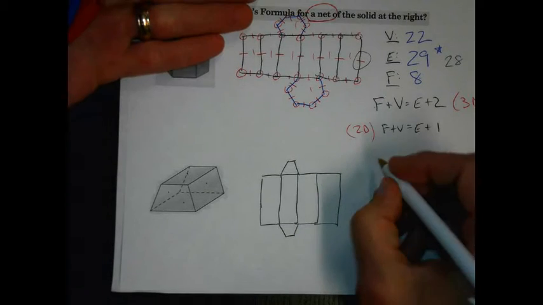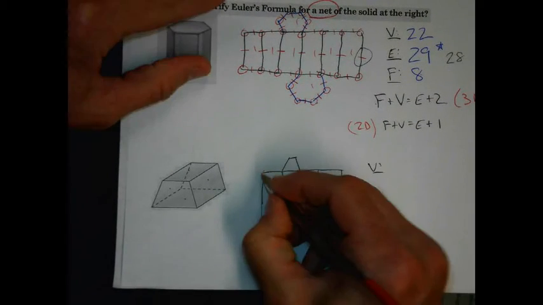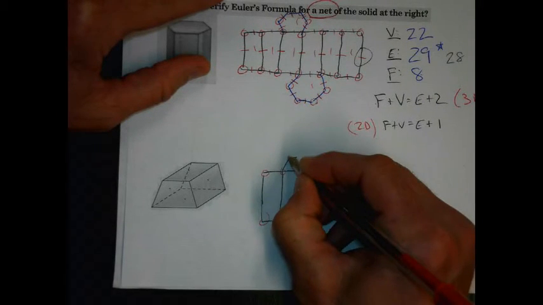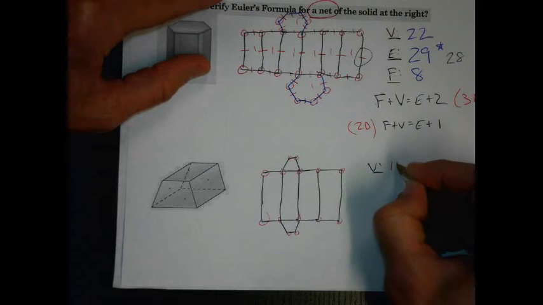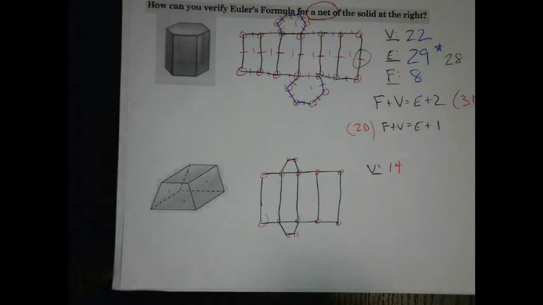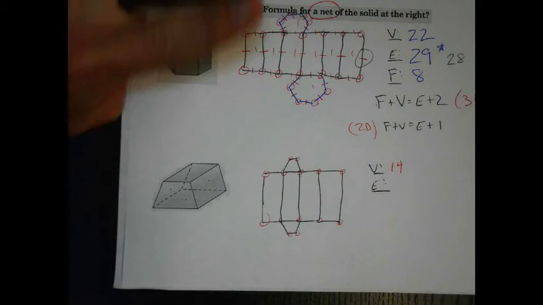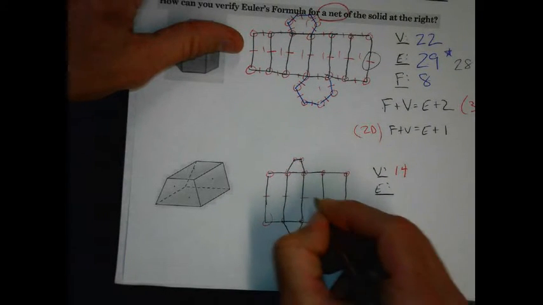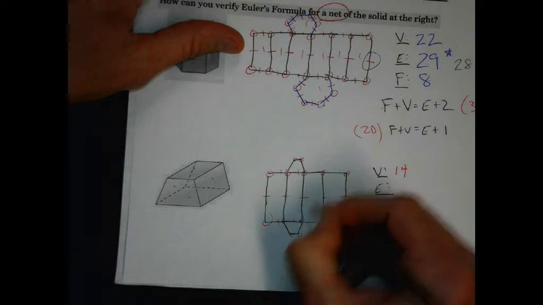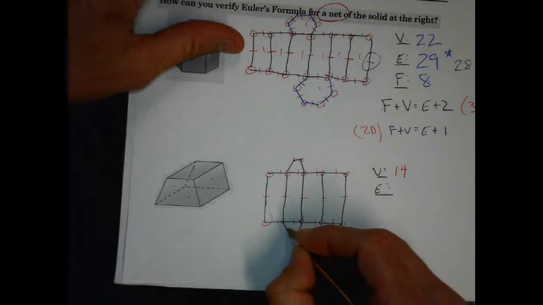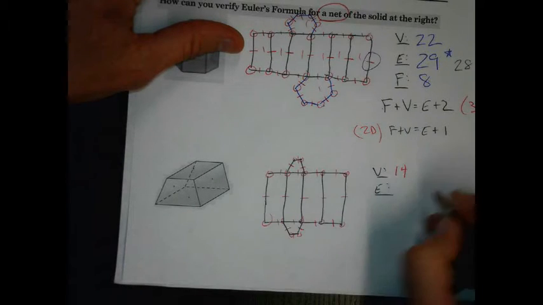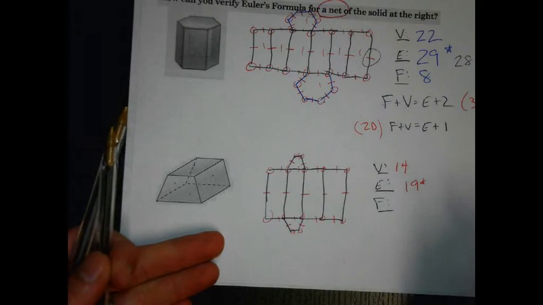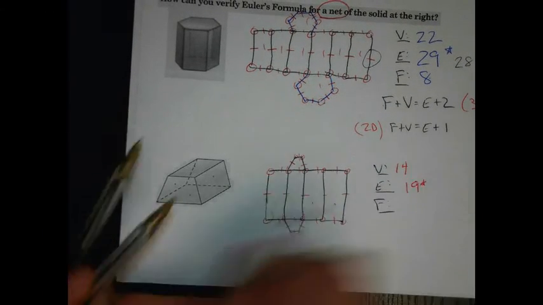So what do we do? We count the number of vertices first. And vertices are the corners, right? So 1, 2, 3, 4, 5, 6, 7, 8, 9, 10, 11, 12, 13, 14 vertices. Let's not worry about the overlap for right now. We have the number of edges. Remember, this is going to be the interesting part because the last 2 sides were together. Okay, so we have 1, 2, 3, 4, 5, 6, 7, 8, 9, 10, 11, 12, 13, 14, 15, 16, 17, 18, 19 with a question mark or a star. And finally, the number of faces, which is pretty easy to count. So 1, 2, 3, 4, 5, 6.